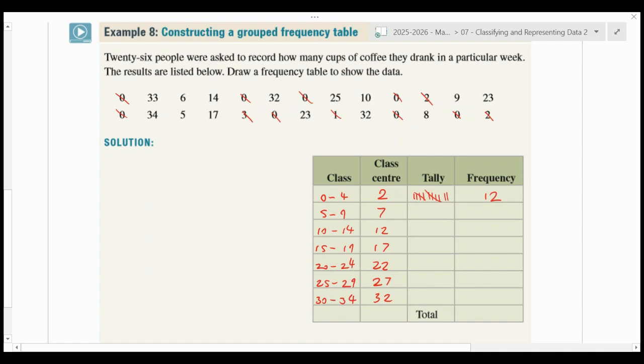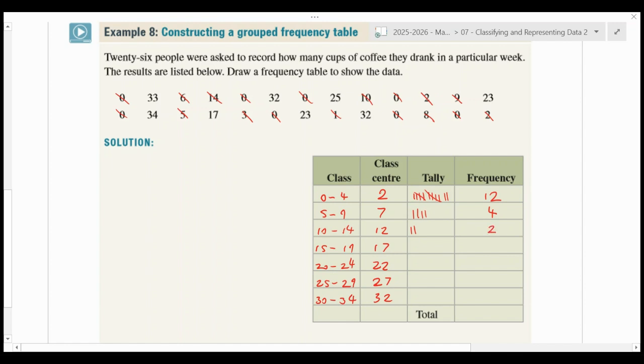Cool. Next, we're going between 5 and 9. So let's go 6, 9, and it is inclusive. So there and there. So I got 4 for that one. Next one, we've got 10 to 14. So 14 is one. 10 is another. And that's it for that one. So there's 2 in that one.